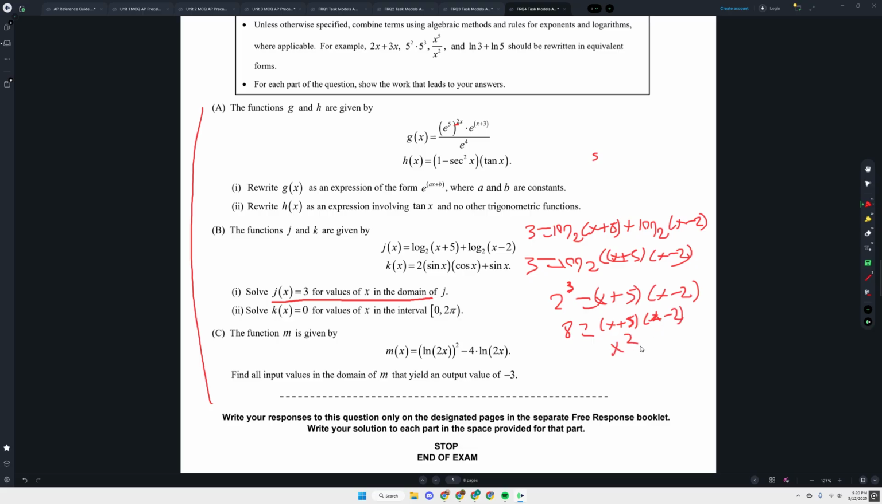And this would become x squared plus 5x minus 2x minus 10. So this would be x squared plus 3x minus 10 is equal to 8. X squared plus 3x minus 18. And then factor, which would get you your factors of x minus 3 and x plus 6 equal to 0. Which means 3 and -6, and -6 is extraneous because it would be negative. Yeah, you're cooked if you don't know how to factor. I'm sorry to inform you.